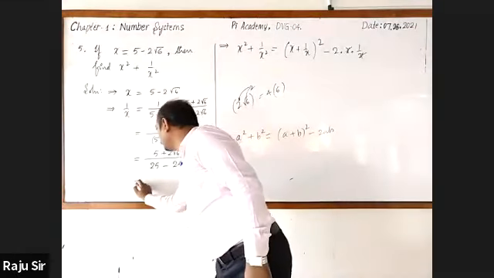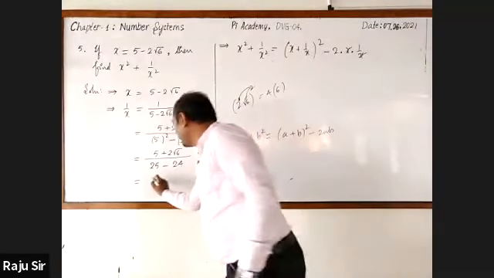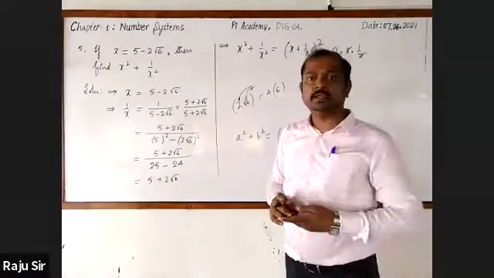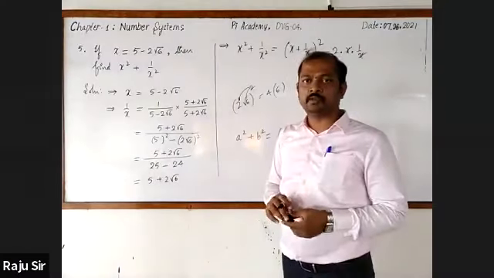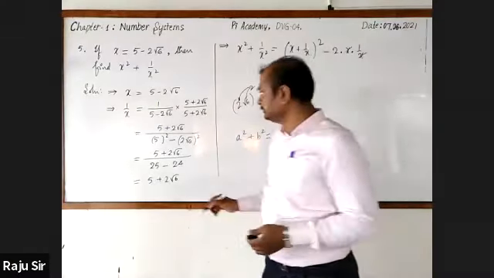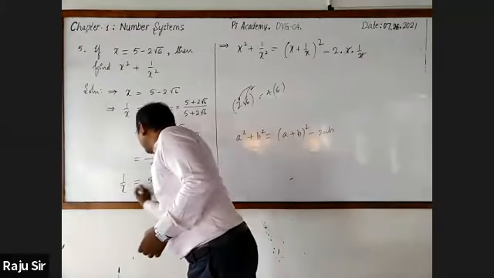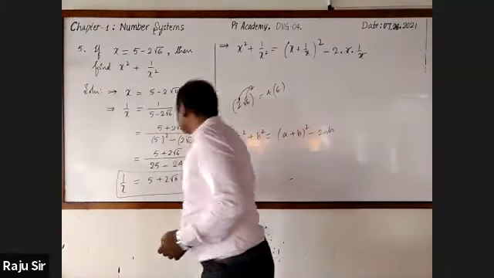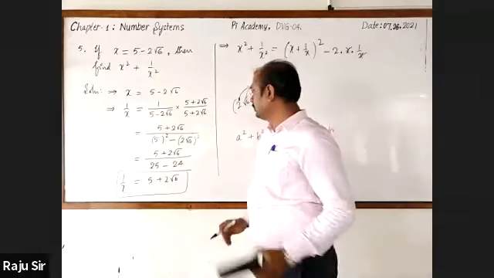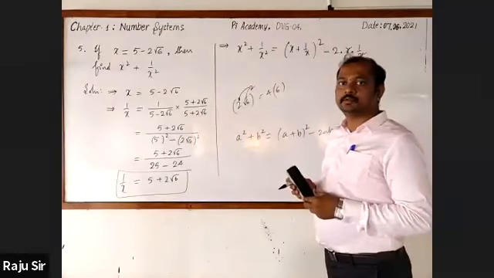That is equal to 5 plus 2 into root 6 over the denominator, which is 25 minus 24, that is 1. So no need to write it. Just 1 by x, the value we got, is 5 plus 2 root 6.